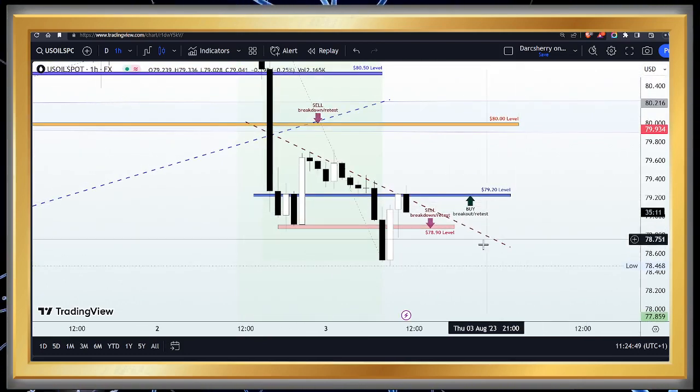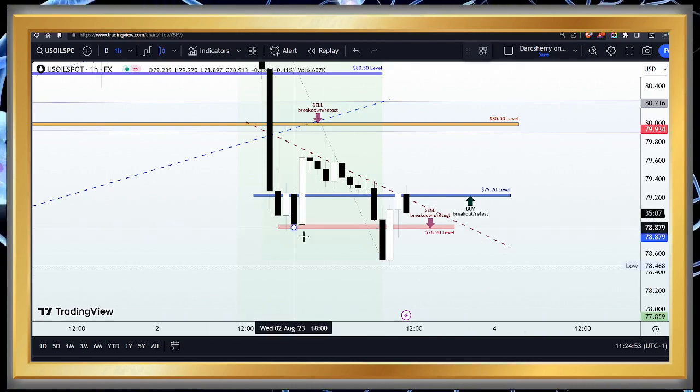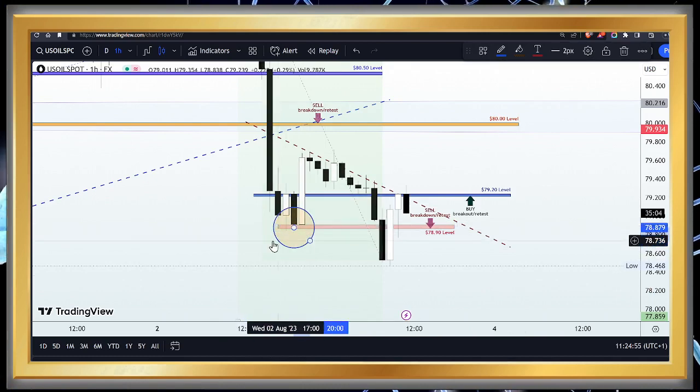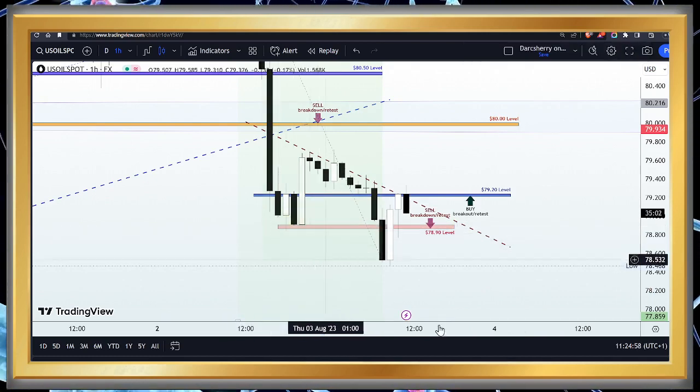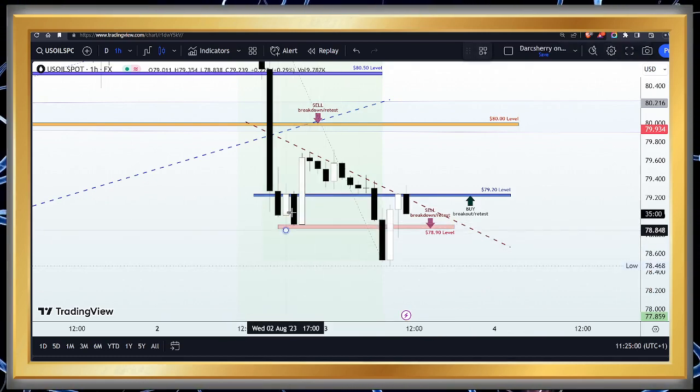So the first thing I observed here was that we had a support line at the $78.90 level. As you see, we saw buy pressure resume around this area, leading into this impulsive move.